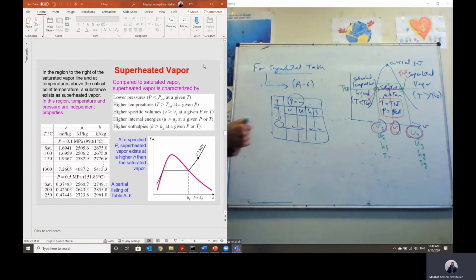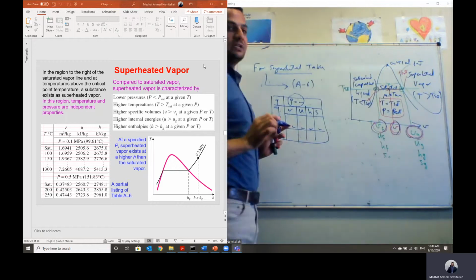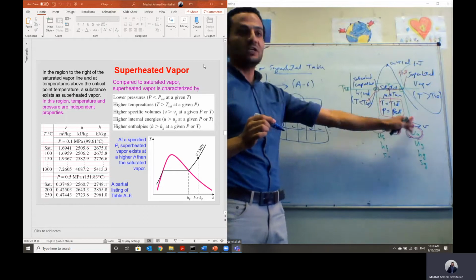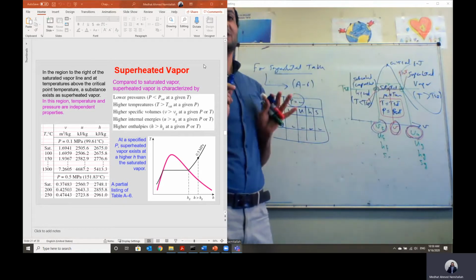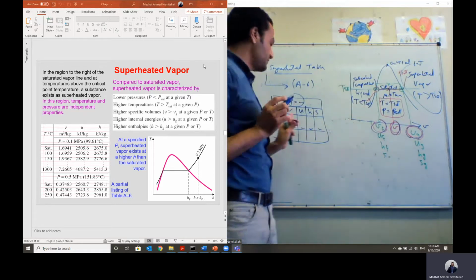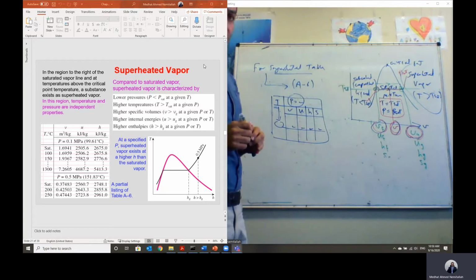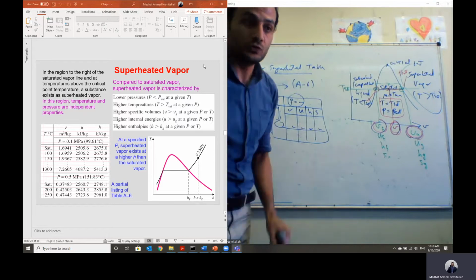In the superheated zone, we don't have v_f or v_g. Those are for the saturation zone, because there we have fluid and gas. But in the superheated zone, we only have a single phase, which is the gas phase. So we don't have v_f or v_g in this case, we just have v. To be in the superheated zone, the pressure and temperature will be given, and I will select which of those tables to use.